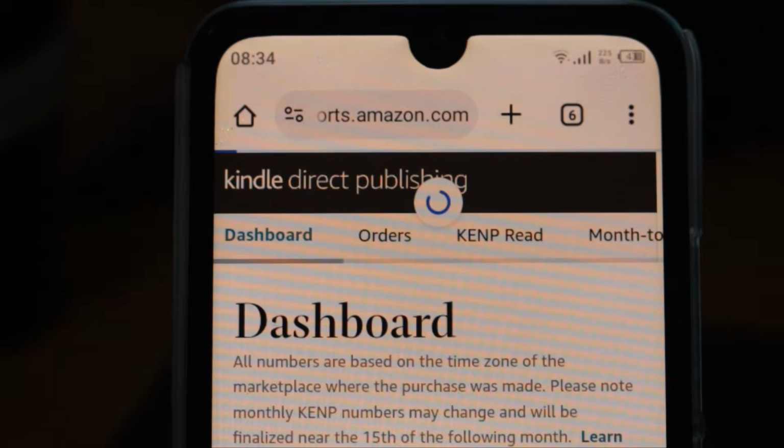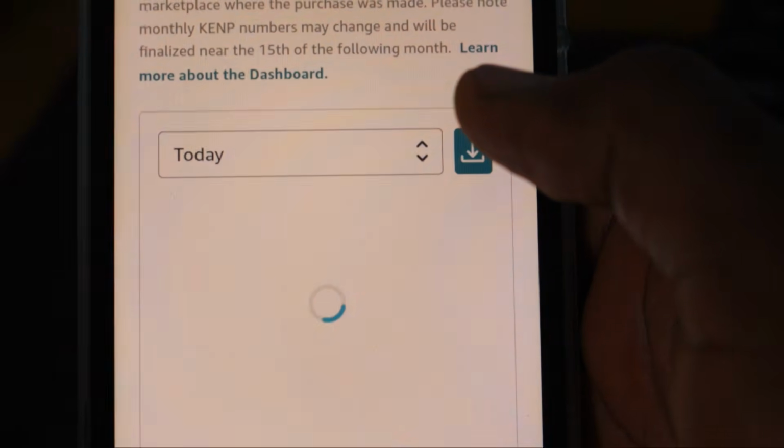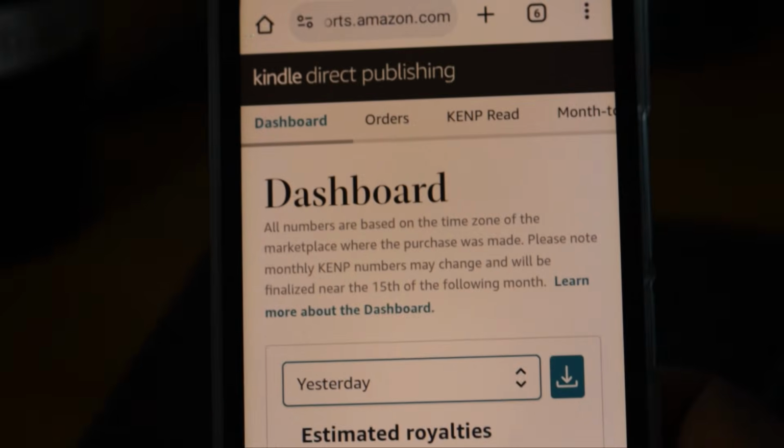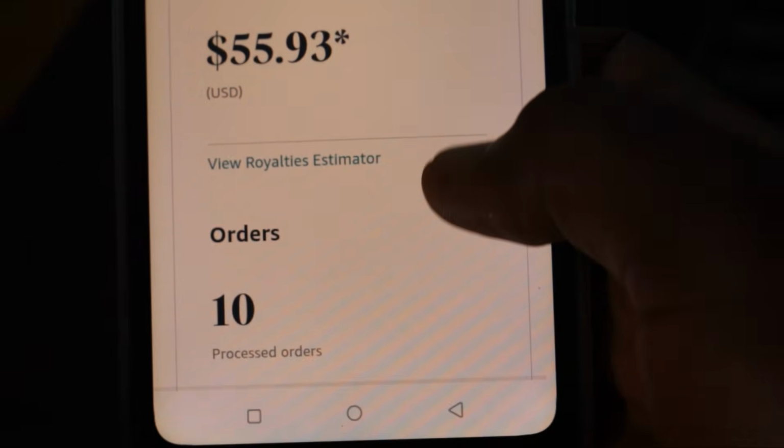So now, so far we have actually made about $4.32. Let's see how much we have made for the 1st of October, which was the day before. So on the 1st of October, we actually made $55.93. So this is without running ads. Now this account has 10 books that are already live on Amazon. And let's see what we can actually make for the next particular day.